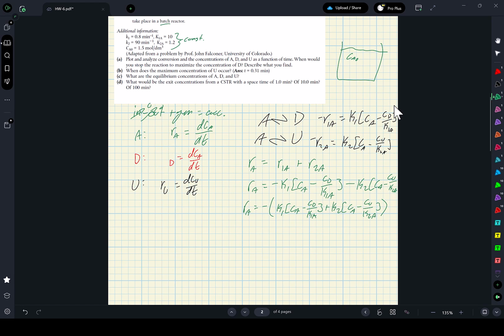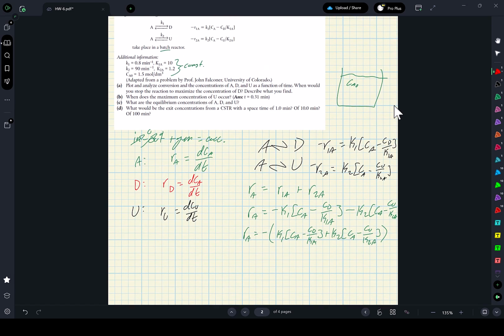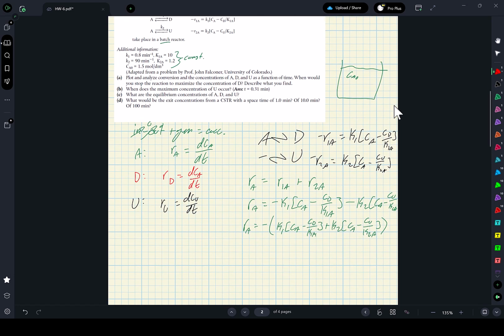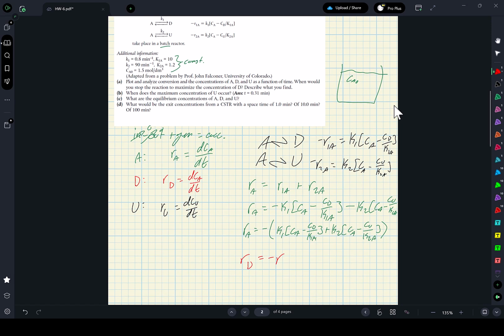Our rate of reaction of D is not equal to the negative rate of reaction of A, because the reaction of A is present in both reactions. So it would be incorrect to say that your reaction rate of D is equal to the negative reaction rate of A. That's not correct. What is correct is to say that your reaction rate of D is equal to the negative reaction rate of 1A, of just this first reaction right here.